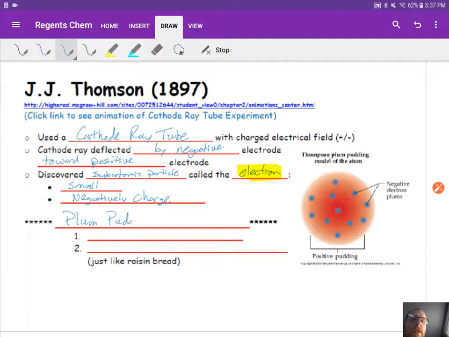You might be thinking, what in the world is plum pudding? You can look it up, but essentially, guys, it's kind of like tapioca pudding, where you've got the pudding pieces and little bits of rice in there. That's the idea that you've got this positive piece that's most of everything, but then there are little specks all throughout mixed in there that would be the electrons. So you have that positive pudding, quote unquote, and then negative electrons that are embedded.